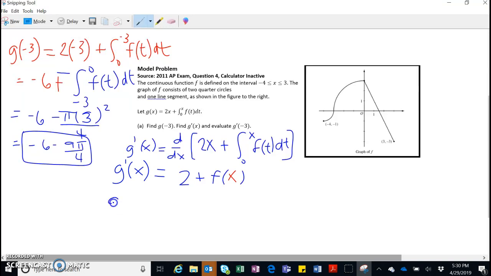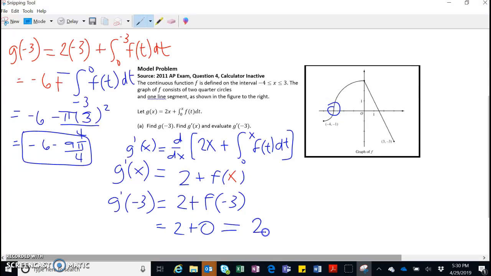So now if I want to find g prime of -3, I just have to plug into this equation. That's 2 plus f of -3. I use my graph and I realize quickly that f of -3 is right here on the x-axis. So that's 2 plus 0 for a final answer of 2.